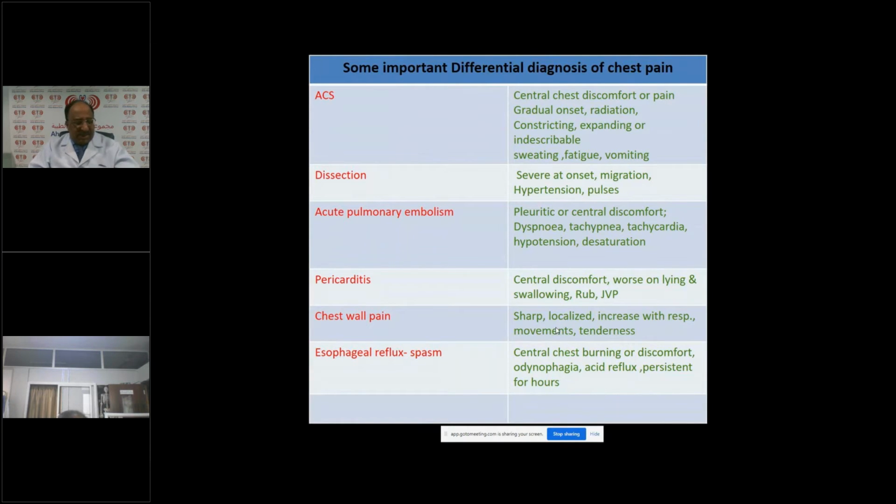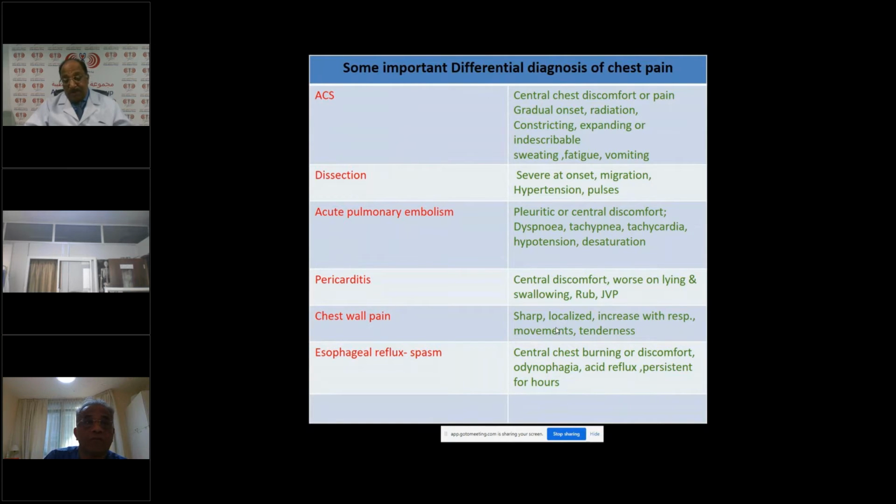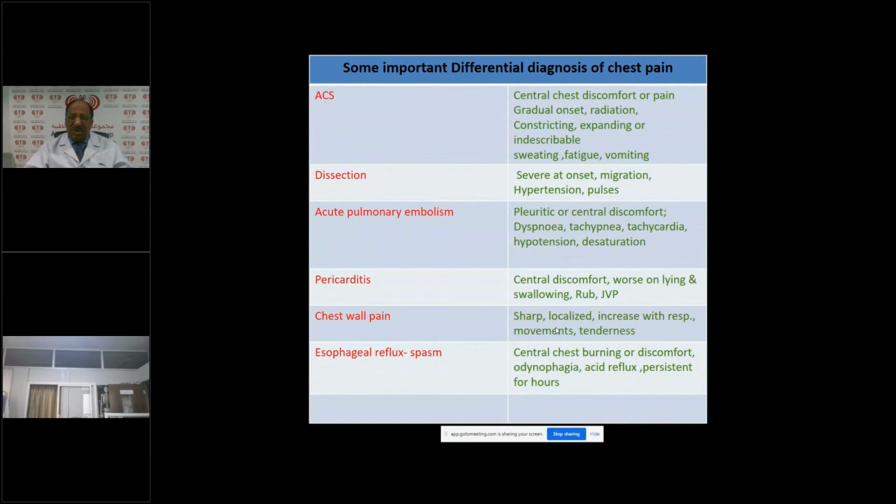It may be central or lateralized pleuritic. In pericarditis, the central discomfort is worse on lying or swallowing. Chest wall pains are sharp and localized, and they increase with respiratory movements or chest movements. There may or may not be tenderness. And esophageal reflux causes central chest burning or discomfort. There may be odynophagia, response to drinking water or milk, and acid reflux, persisting for several hours, more on lying down. So these are some useful features by which you can differentiate, but many a time you need further investigations to make sure.